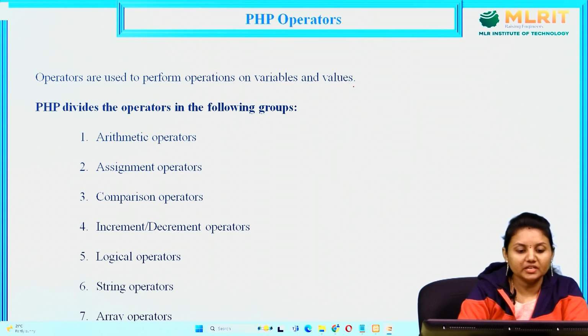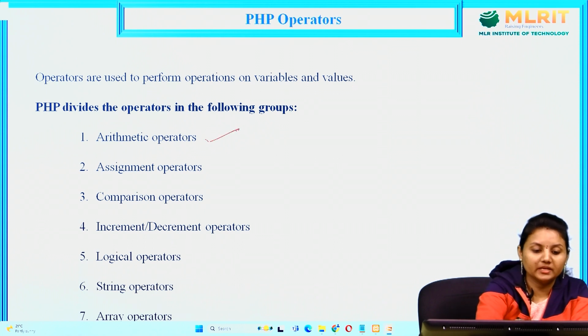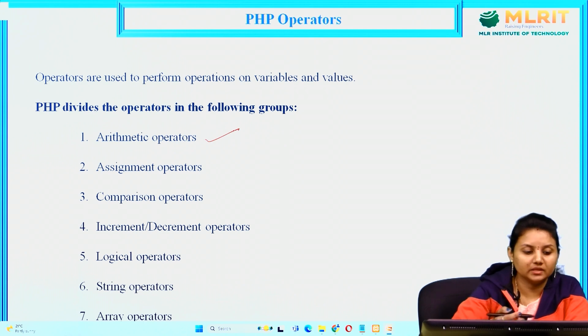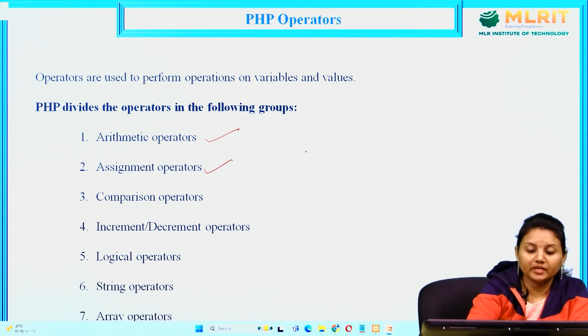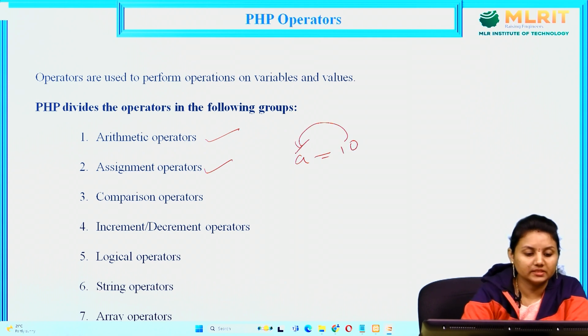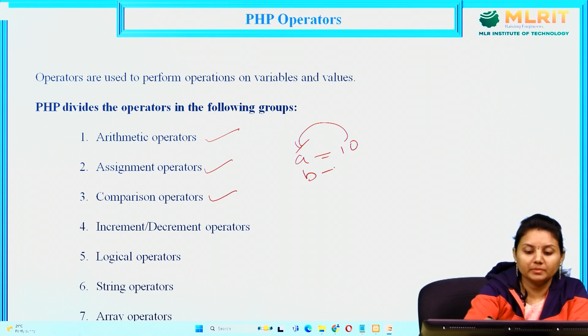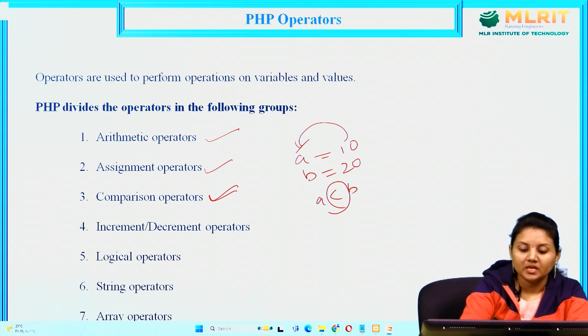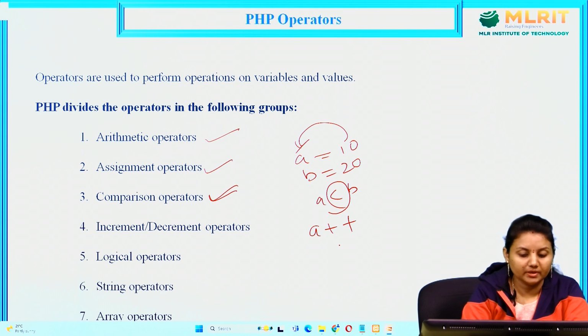PHP defines the operators in the following groups: arithmetic operators, where you will be adding, subtracting, multiplying, dividing and all; assignment operators, where you assign a equals to 10, so you are assigning 10 to a; comparison operators, whether a equals 10, b equals 20, whether a is less than b or not, which we also call relational operators; and increment and decrement, a plus plus, a minus minus.